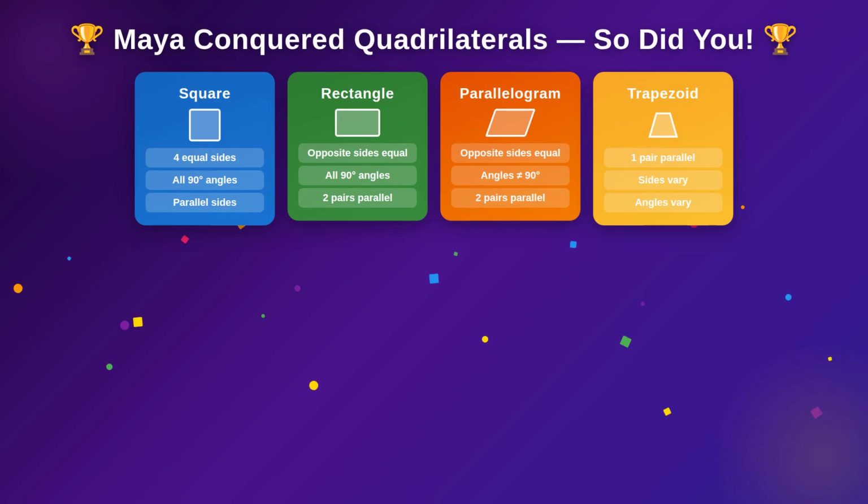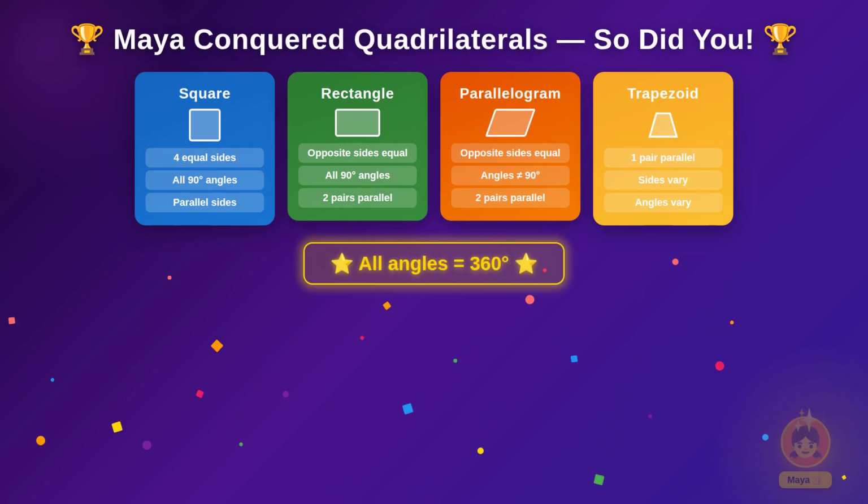Remember when Maya was staring at that worksheet, totally lost? Look at her now. She found missing angles, calculated perimeters, and solved area problems like a pro. Here's your quick cheat sheet. Square, 4 equal sides, all 90 degrees. Rectangle, opposite sides equal, all 90 degrees. Parallelogram, opposite sides equal, angles that are not 90 degrees. Trapezoid, exactly 1 pair of parallel sides. And always remember, every quadrilateral's angles add up to 360 degrees. You've got the superpower now.